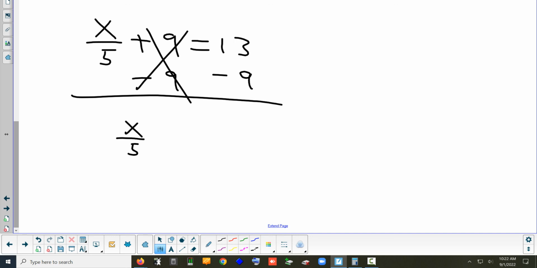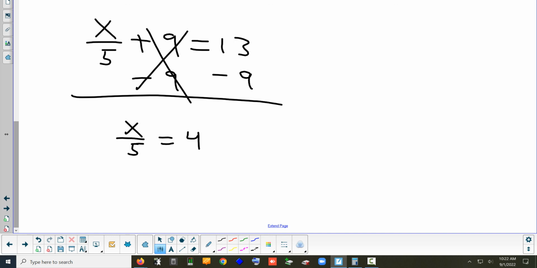So x over 5, yeah. Don't worry about getting rid of the 5. I just want to do what I have written right here. Okay, so that would equal 4. Yep, that's all I wanted to do with that step. Just minus the 9 from both sides. Now we'll do what you just said.